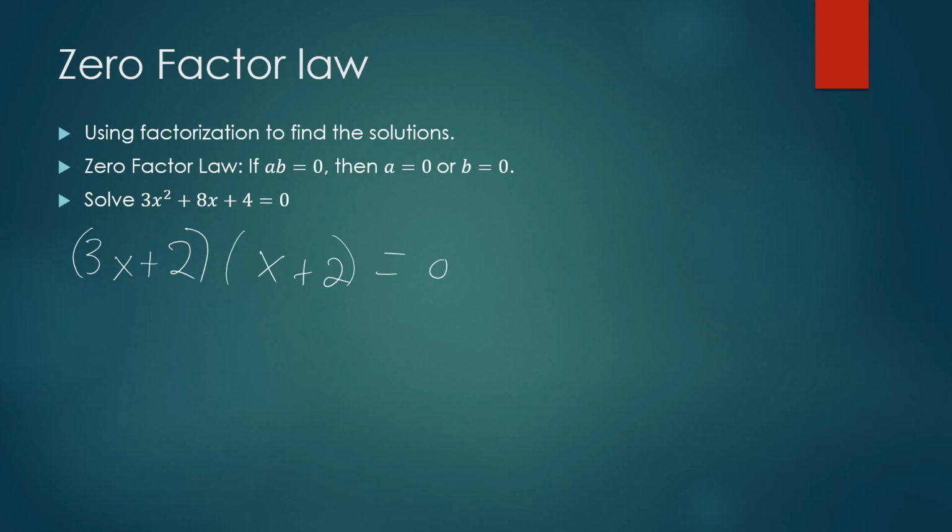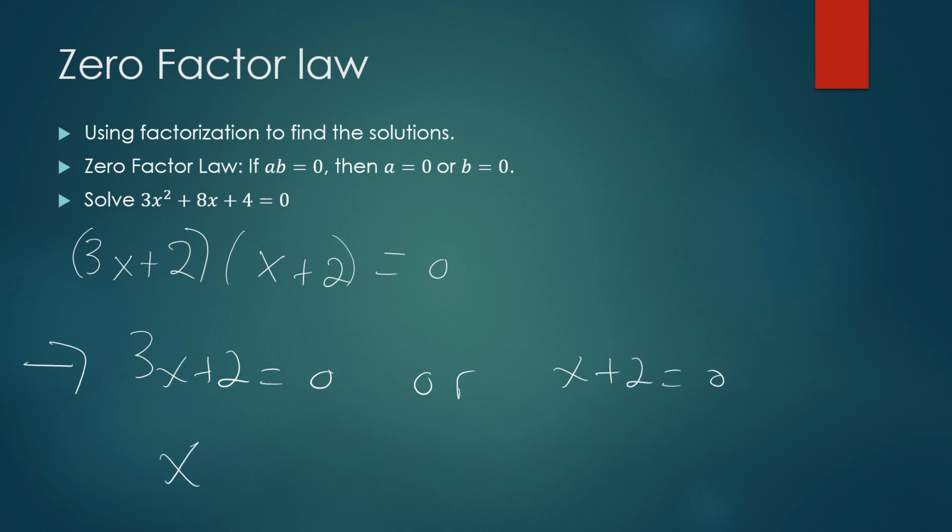The zero factor law states that if I have a product equaling 0, then that means one of the factors must be 0. Here, I have two factors multiplied together to give me a product of 0. Then by the zero factor law, we get as follows. Either 3x plus 2 is 0, or x plus 2 is 0. By solving each individual equation, we get that x is either negative 2/3 or x is negative 2.